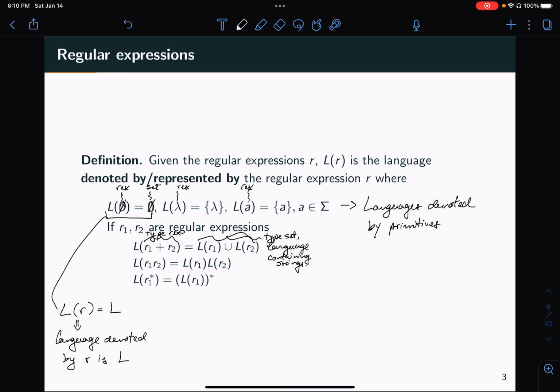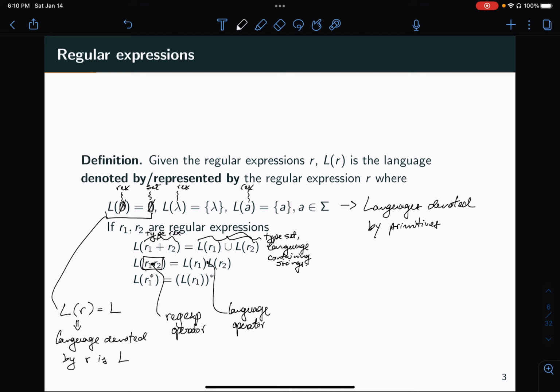Furthermore, if we have R1 concatenation operator R2 for regular expressions, then the language denoted by this regular expression is the concatenation of the languages denoted by each regular expression. So here, this dot is a regular expression operator, and here this dot is a language operator, okay? And lastly, when you apply the star operator to a regular expression, the language denoted by this new regular expression is the star operator applied to L of R1, the language denoted by the regular expression R1.